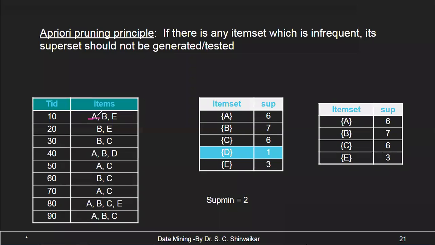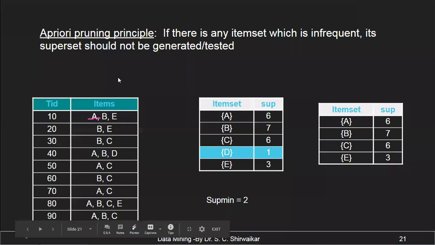So we have to generate the candidate set here, and we have to give the minimum support here. The minimum support value is not given in the data set, so we have to consider it as 50%. But in this example, the minimum support is given, right? So what is the minimum value here? The minimum value is 2.